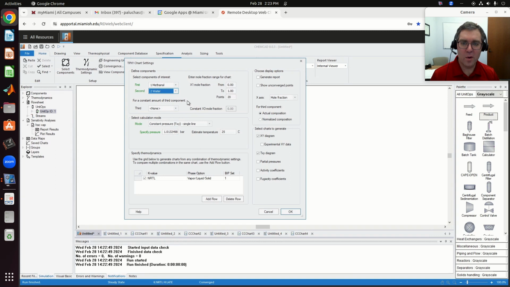You can add a third component, which is useful if I'm trying to look at the effect of an entrainer. And then we have a mode. Right now it's going to generate a TXY at a pressure of 1.01325 bars. Essentially that's 1 atm. I'm going to type in 1 bar, and then this estimate temperature. I'm generating a TXY at this pressure. The temperature will just be the initial temperature it starts with as a seed as it performs the calculation to solve for temperature along with composition.